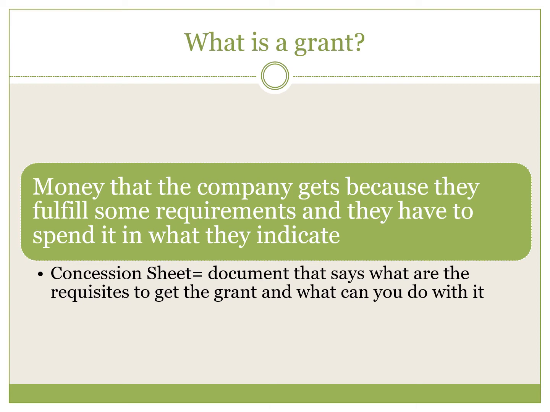So there is what we call a concession sheet. There's a document that says what the requisites are to get the grant and what you can do with it. And after getting it, you have to give some papers and some proofs that you're using the money on what you said you were going to use it for, okay?